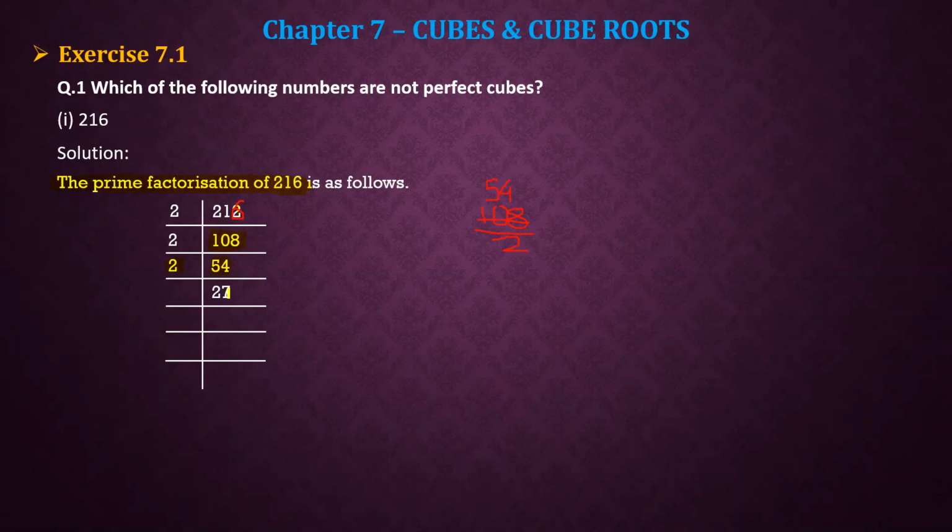Now here the nature of the number has changed. The first three numbers, that means 216, 108 and 54, are even numbers, but here 27 is now an odd number. So that means we are going to divide this 27 with the help of an odd prime factor. The first odd prime factor is 3, so we are going to divide it by 3.